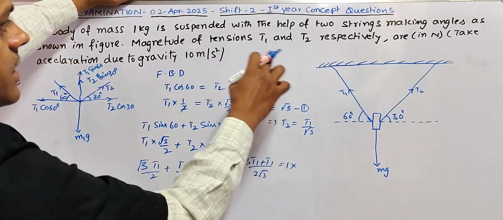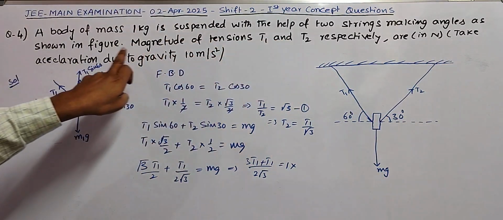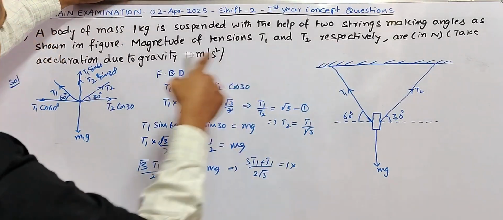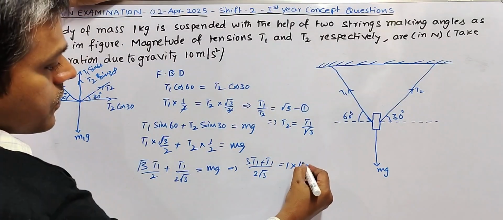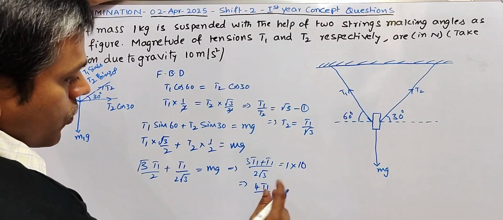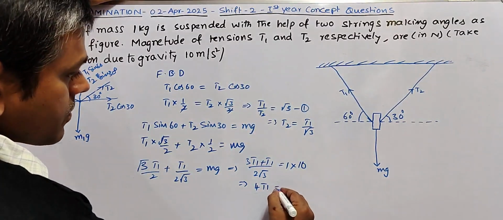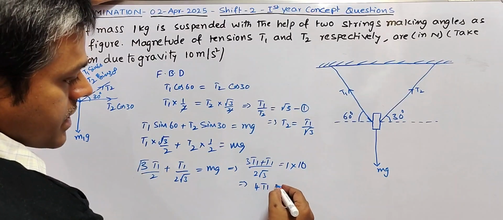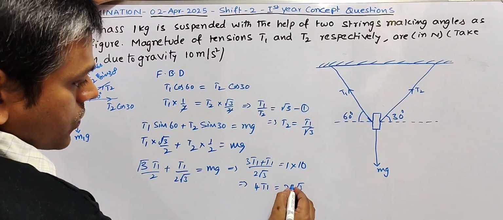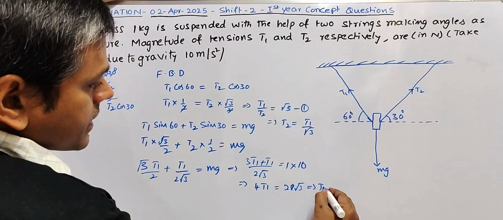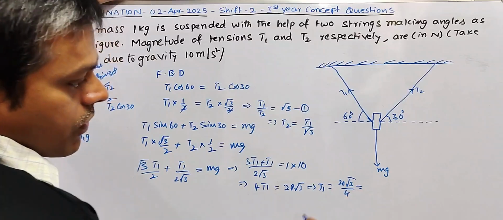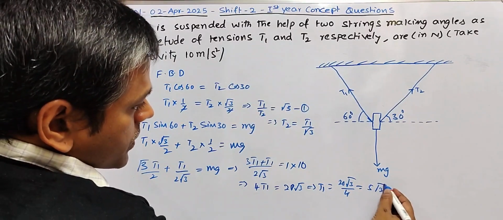the mass of the body, given as 1 kg, into g, which is taken as 10. So 1 into 10. That implies 4 T1 is equal to 20 root 3. That implies T1 is equal to 20 root 3 by 4, which is 5 root 3.